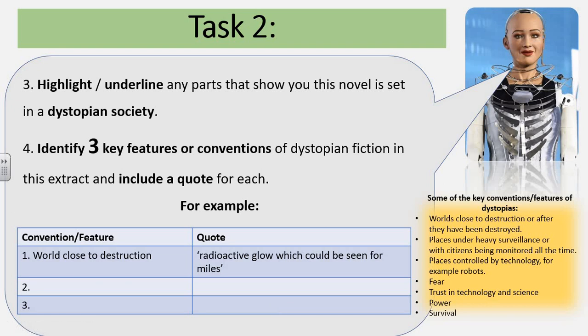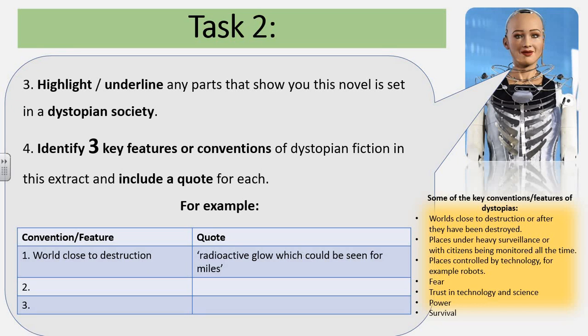Just to re-jog your memory with what those features are, we've got them on the right here, and then also you could look back at your notes or go back to the second slide of this lesson, and we have them on there. So in this yellow box here, we've got that the world's close to destruction, places that are under heavy surveillance or citizens being monitored all the time, that the places were controlled by technology, for example robots. There's lots of examples of that. Fear, trust in technology and science, again lots of examples for that. Power and survival. So I would say most of those you could find an example of in that extract.